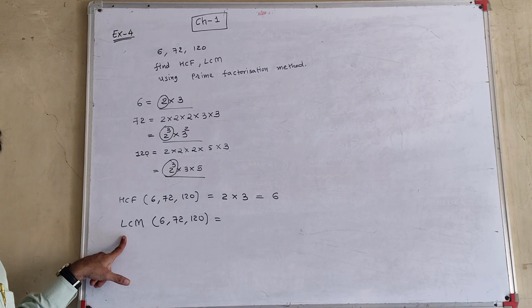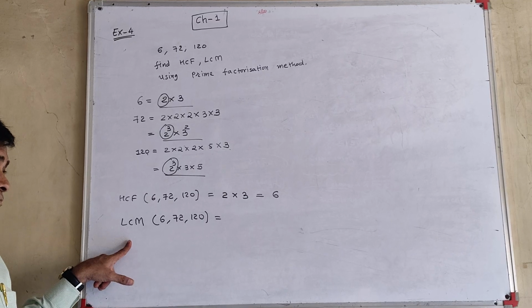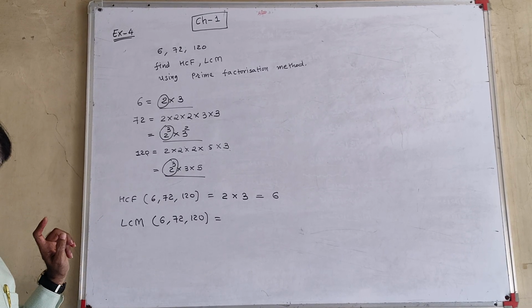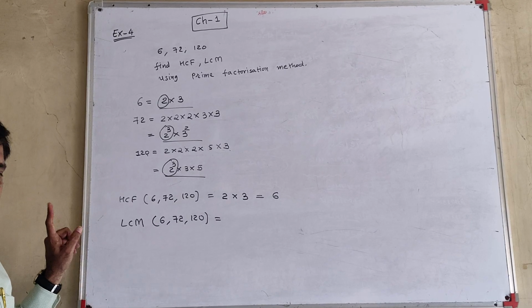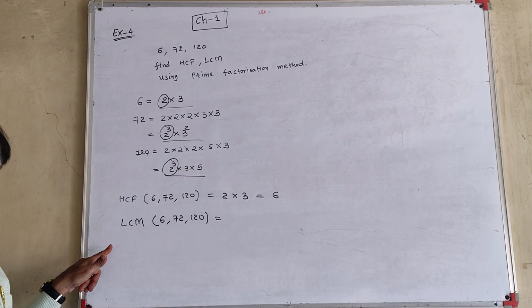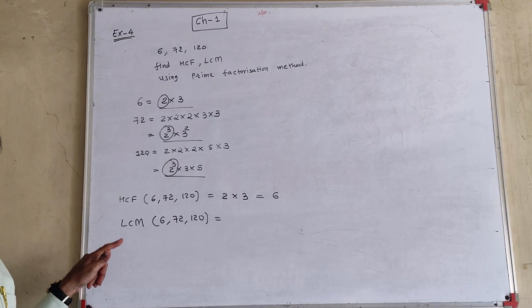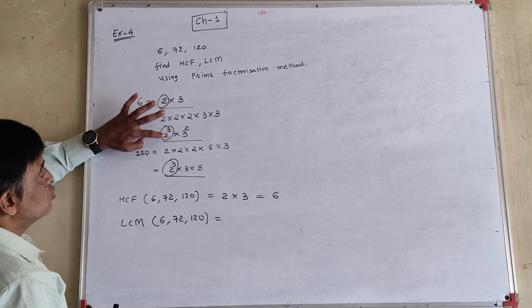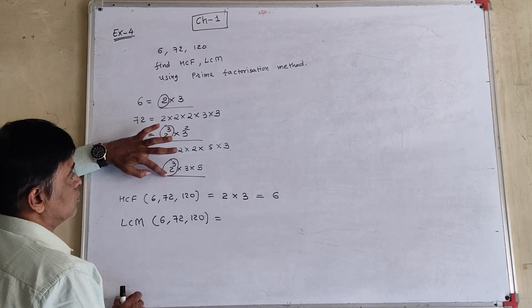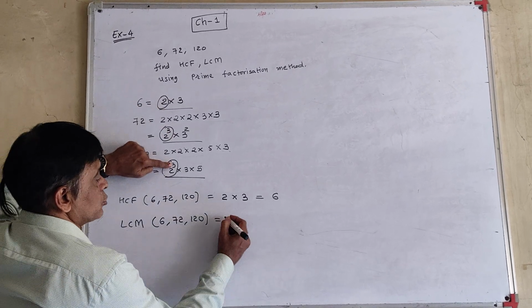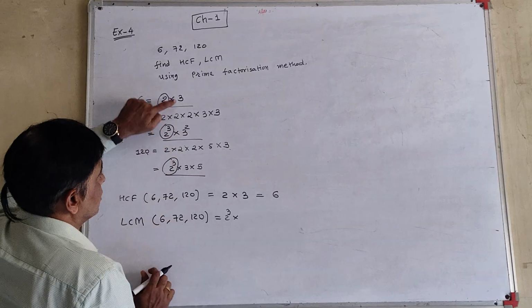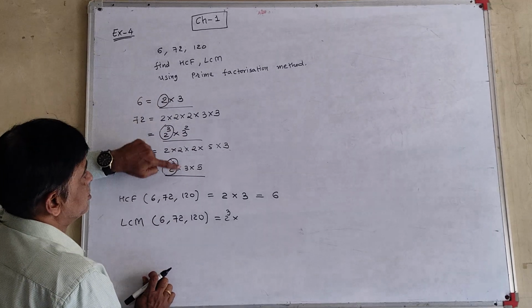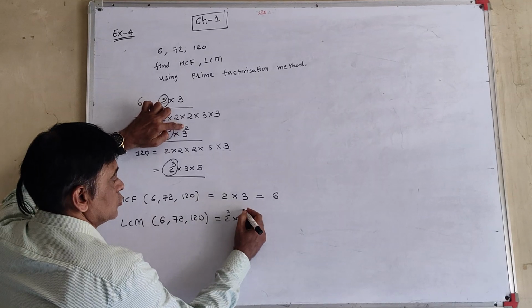But in LCM, the highest power of each factor will be taken, not only common factor, each factor. So 2, 2 cube and 2 cube. So here the highest power is 2 raised to 3. 3, 3 square and 3. So here the highest power of 3 is 2. So 3 square.